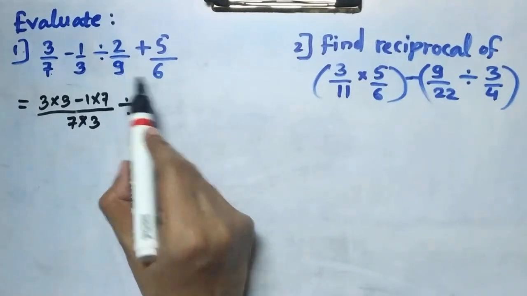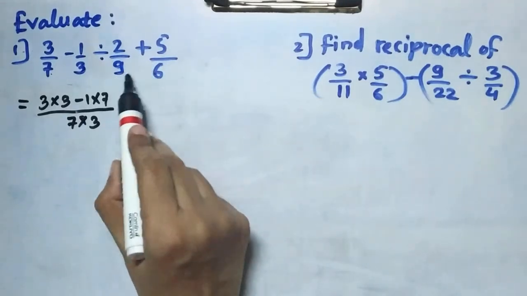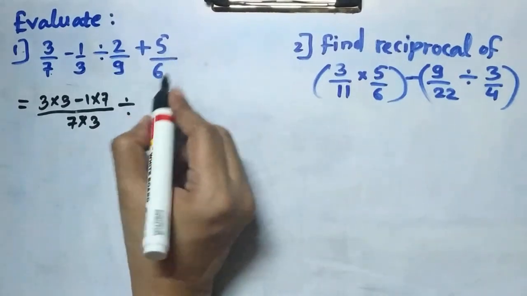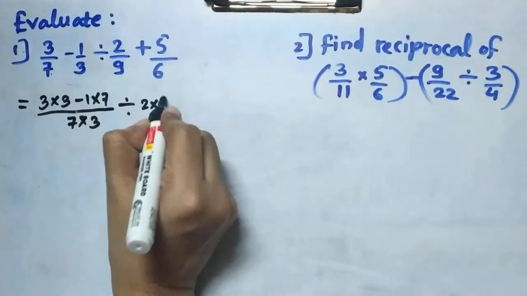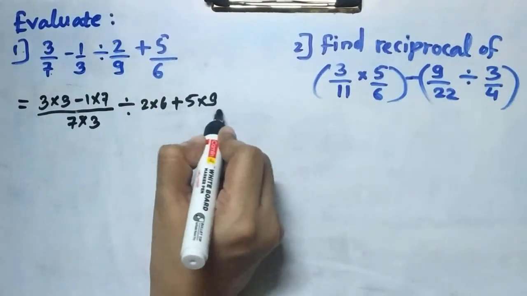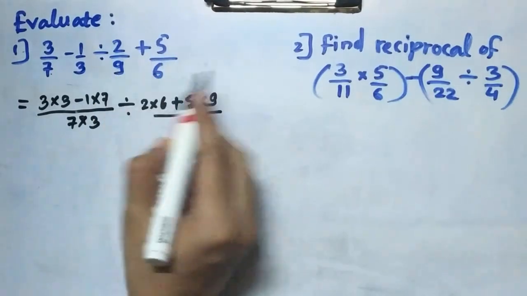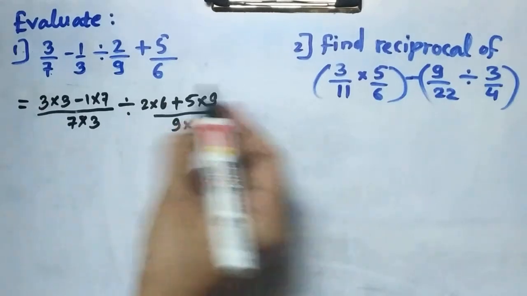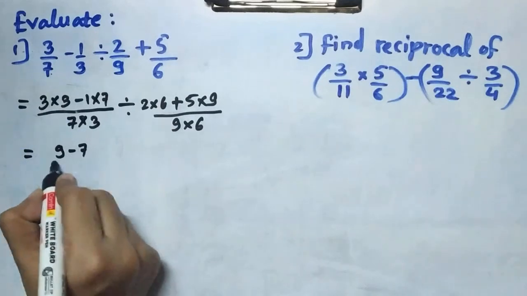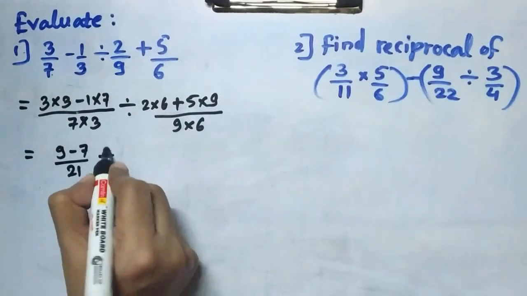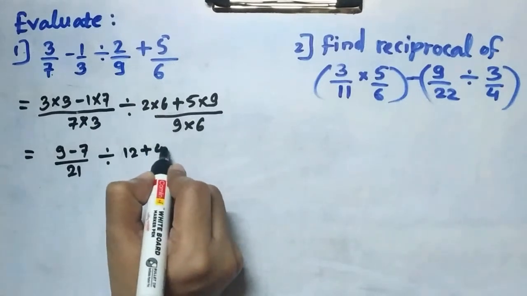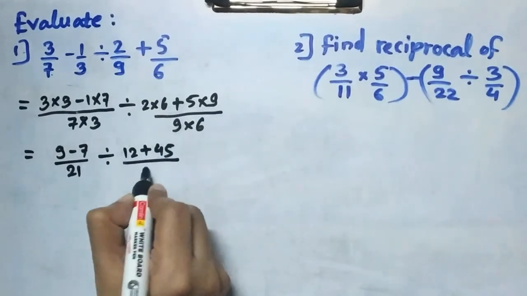Simultaneously, friends, you can perform this part also. Here you need to add these two rational numbers, so you can add by cross multiplying too. Here 2 times 6 plus 5 times 9, and in the denominator we multiply 9 times 6. So friends, let's write down (9 − 7)/21 divided by (12 + 45)/54.